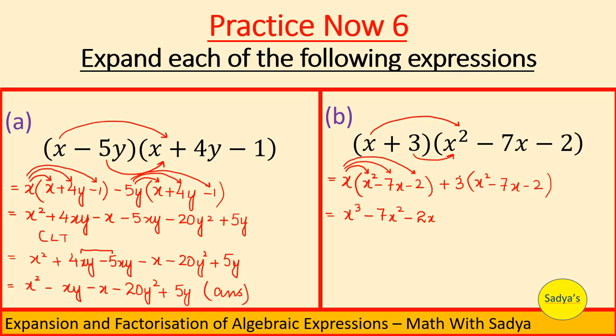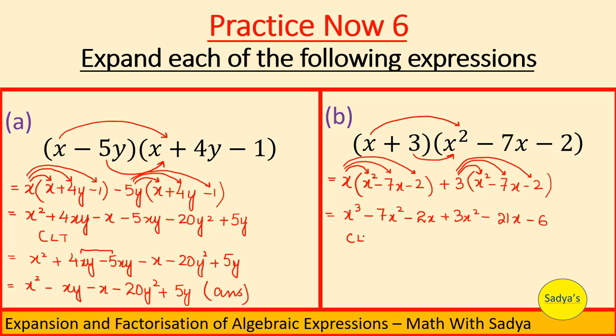Now let's multiply positive 3 with the contents of this bracket. Positive 3 multiplied with x squared gives us 3x squared. Positive 3 multiplied with negative 7x gives us negative 21x. And positive 3 multiplied with negative 2 gives us negative 6.